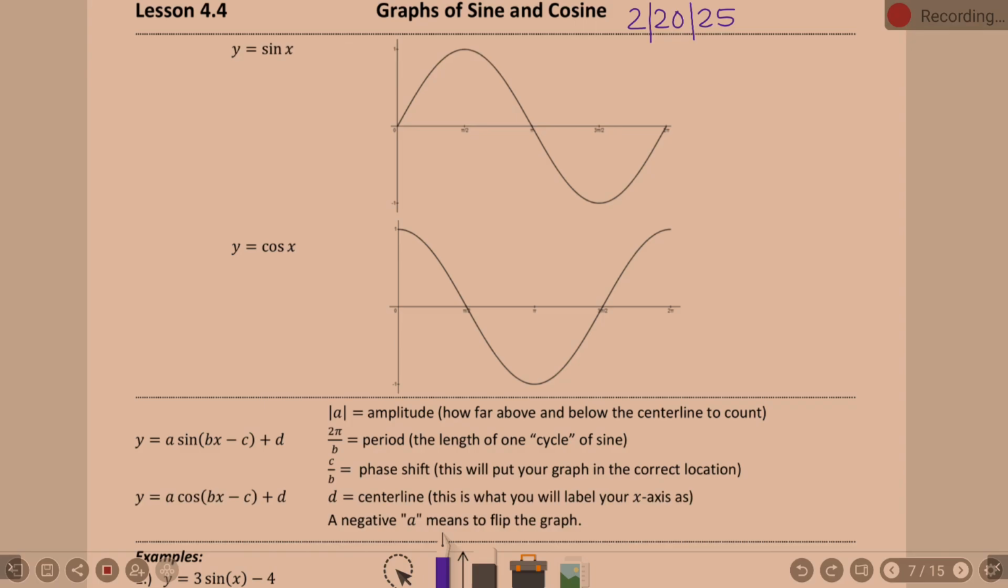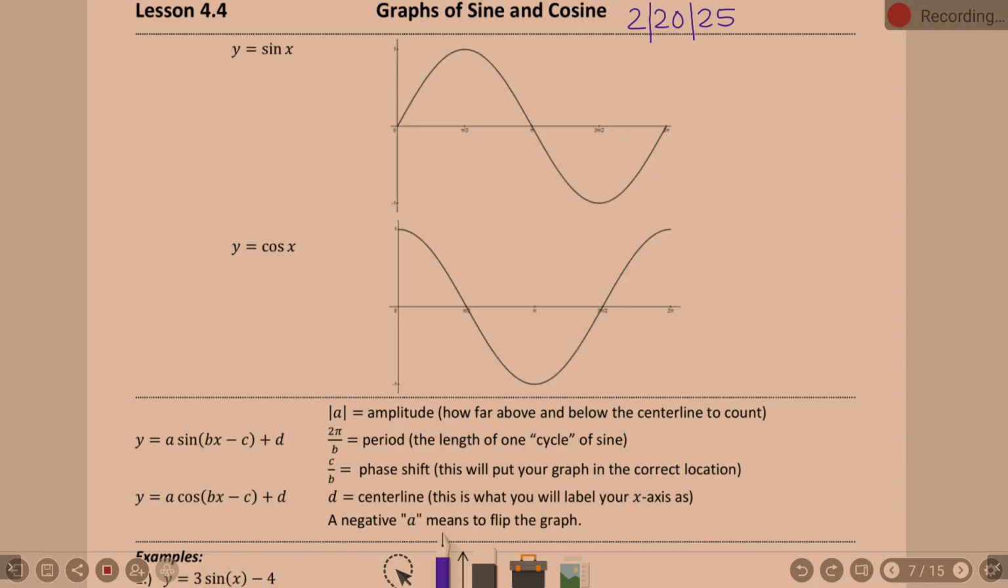We go back to Algebra 2, a number multiplying out front is going to stretch it, or do we use compress or shrink? We've used both, I guess, haven't we? Okay, so now, you'll notice here it talks about A. So when we talk about sine and cosine, it uses the vocabulary word amplitude. Okay, and it's how far above and below the center line to count.